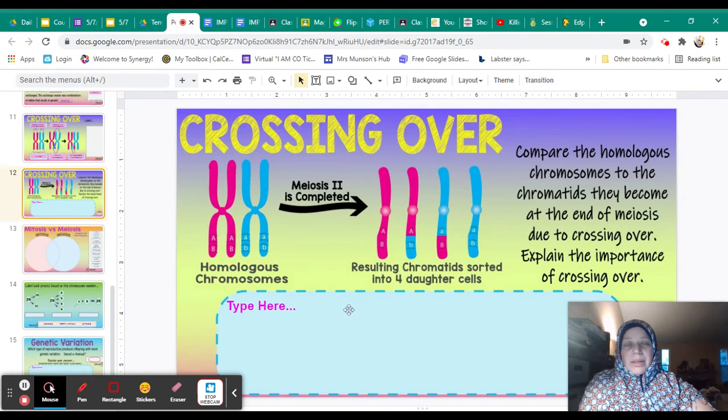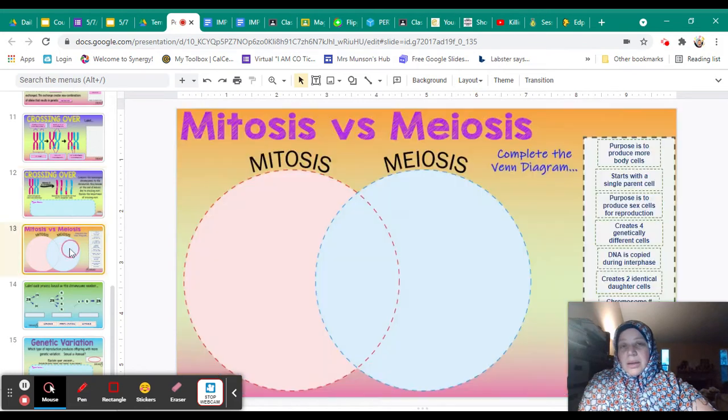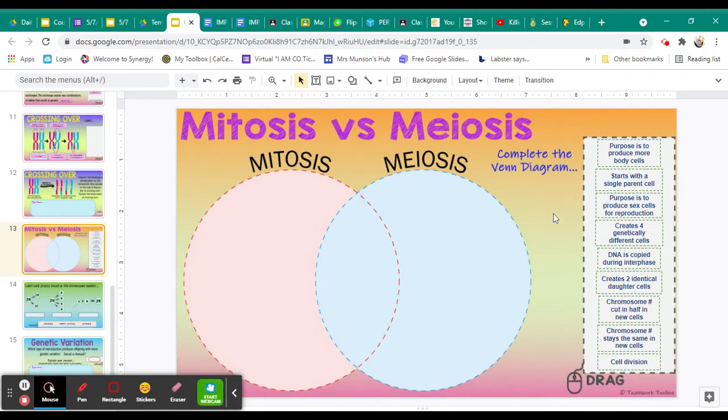Okay, so you're going to type your answer to that here, and we'll go through this other part together. So I'm going to close my webcam so that you can see all the parts, and let's sort these into this Venn diagram. Hopefully you've watched the Edpuzzle video that talks about mitosis and meiosis and the differences between the two before we've done this. But if you haven't, we can do this together and then you can go watch it.